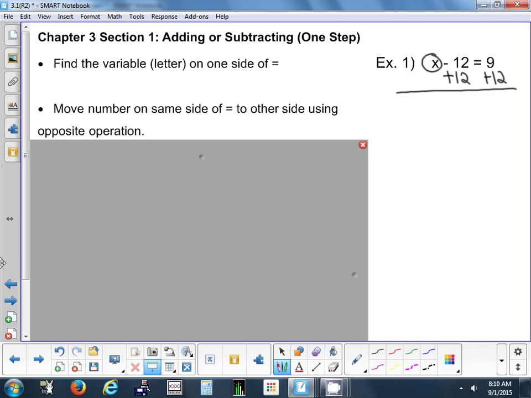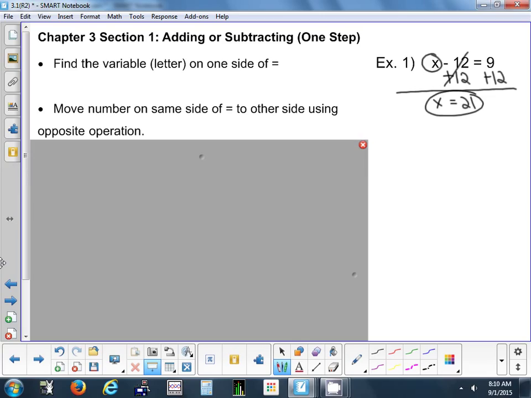Gabe, what's going to happen here on this side, over here, with the 12s? I got a negative 12 and a positive 12. What's going to happen? What's my answer going to be when I do that? 0. It's gone, right? That's why we did it, because we want to get the variable by itself, right? So x, this eliminates. Gage, on my other side, what do I get? 9 and 12? 21. That's better. 21.